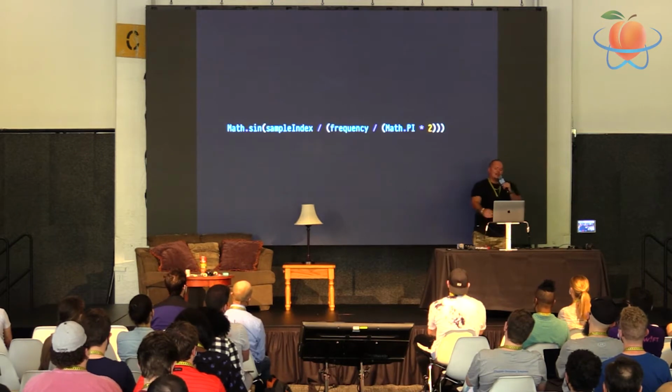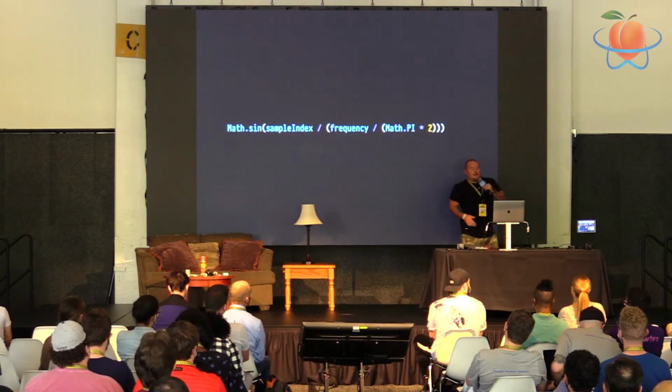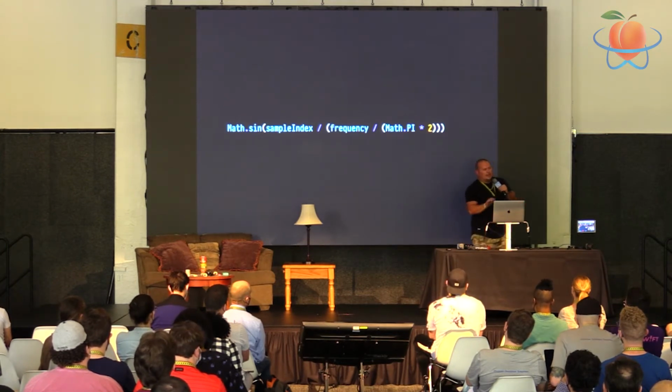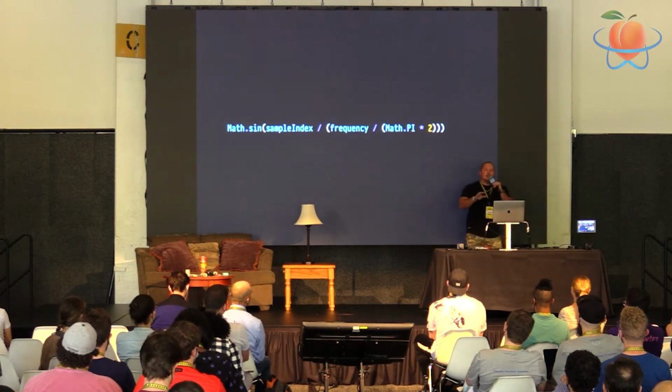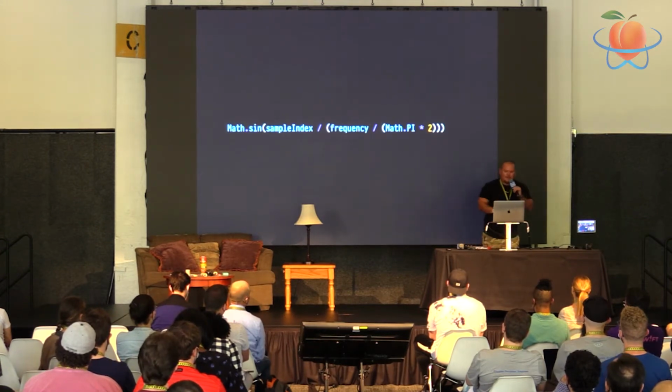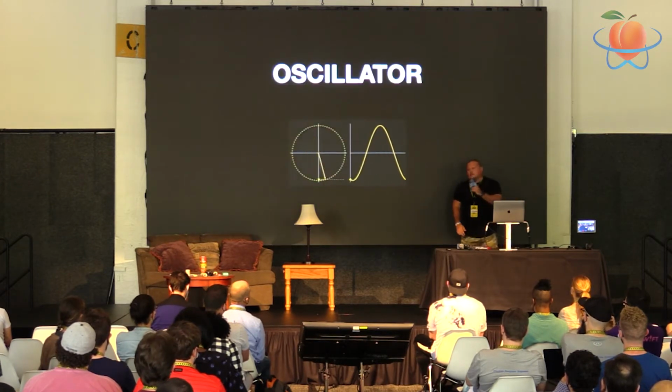So it's not actually just math.sine. If you actually want a sine wave for music, it's the sine of your sample index in time divided by your frequency divided by pi times 2. That's neither here nor there. But what that creates is an oscillator.